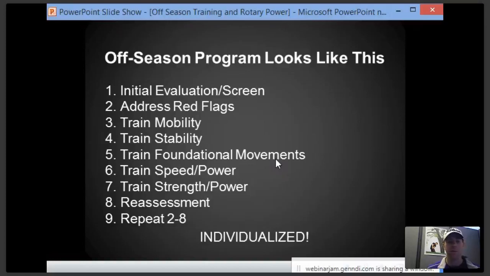As I've said already, mobility, strength, power, and stability should all be incorporated into one program, which is your off-season plan. There are different elements of that. I have speed power and strength power on the slide. Think of it as a continuum: there's strength speed and speed strength.